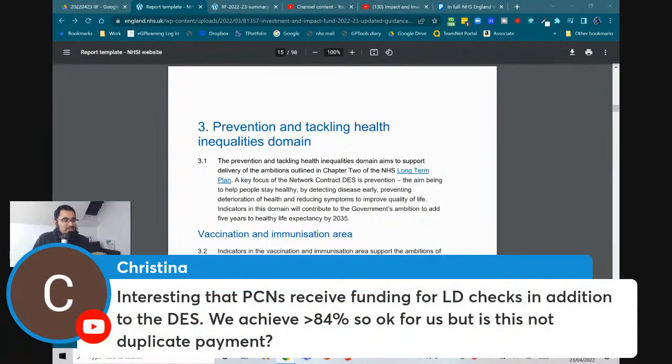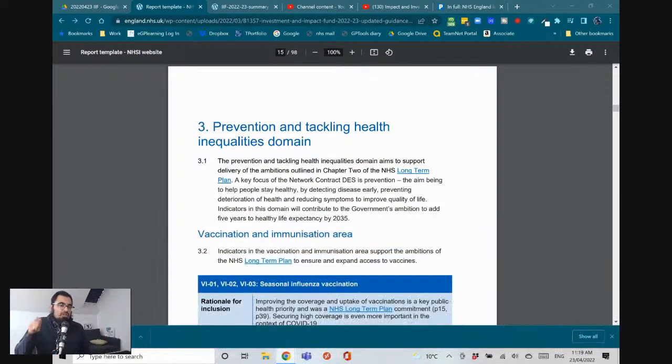Christina's made a comment: interesting that PCNs receive funding for LD checks in addition to the DES. We receive about 84% for us, but this is not a duplicate payment. There's a difference between actually doing the work and achieving the coverage for the population, I think, and that's what the criteria is. So yes, you get a payment for doing the LD checks themselves, for each one done, because it is an extra amount of work that you're doing for the actual patient.